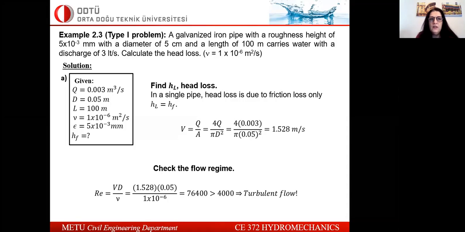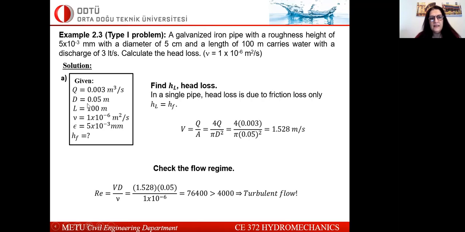Now for this problem, we have been given a galvanized iron pipe with a roughness height of 5 times 10 to the minus 3 millimeters, with a diameter of 5 centimeters. The length is given as 100 meters, and the discharge to be carried is 3 liters per second. We are asked to calculate the head loss. Also, the kinematic viscosity is provided in square meters per second, as we know.